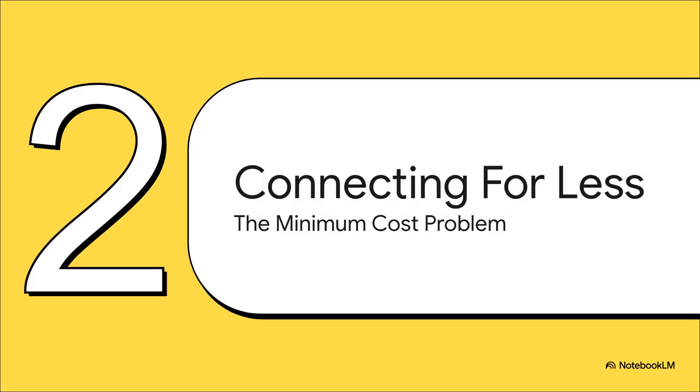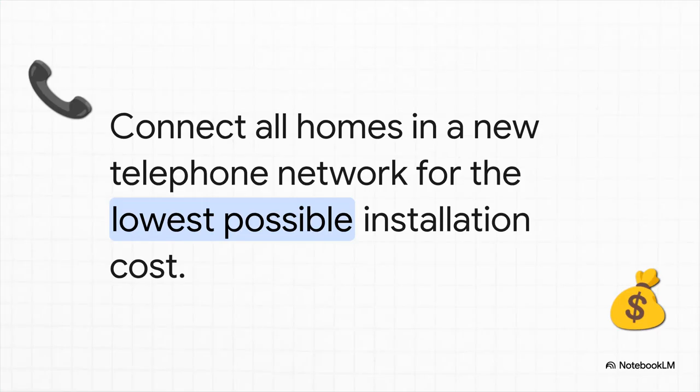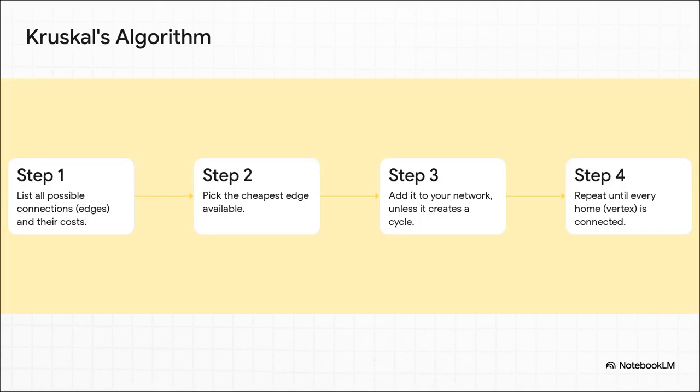All right, so let's use that idea and tackle our first big challenge, building a network for the lowest possible cost. So here's the setup. Each dot you see is a house, and each line is a potential telephone connection, with a number representing its installation cost. The goal is to connect every single house, one way or another, while spending the least amount of cash possible.